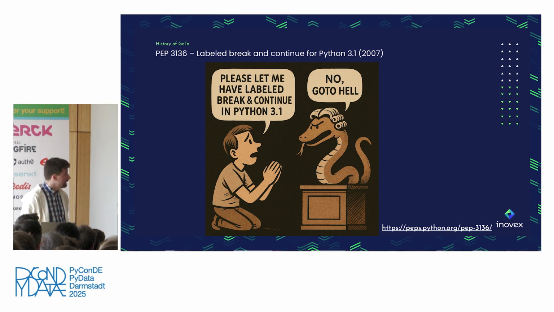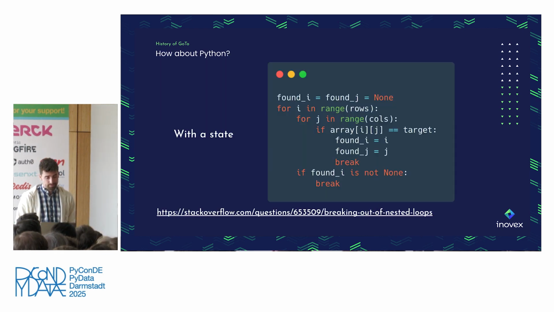Also a little fun fact, in 2007, in a PEP, someone tried to introduce what we just saw in Java, a so-called labeled break and continue statement in Python 3.1. And as always, there's a nice discussion in this PEP around it. And in the end, Guido van Rossum said himself, no, there's not going to be a GoTo, or kind of GoTo, which this break statement with a label is. There's not going to be something like this in Python.